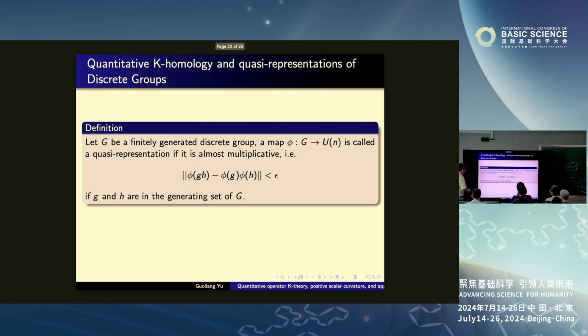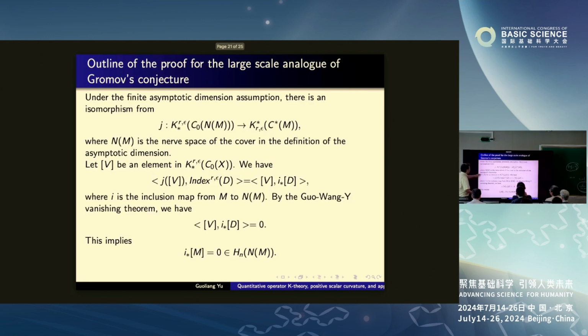This is just an outline of the proof. It essentially is what I said, but in more technical terms, so I'm not going to go through this. So that's how scalar curvature is related to quantitative operator K theory.